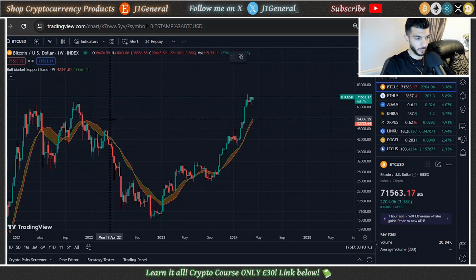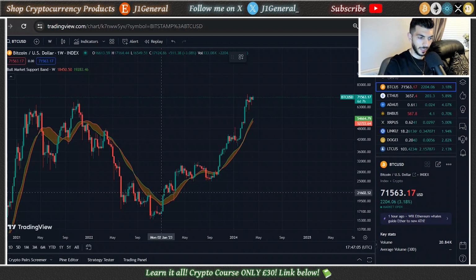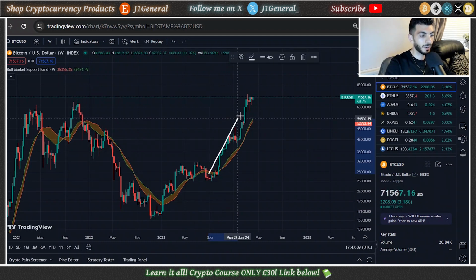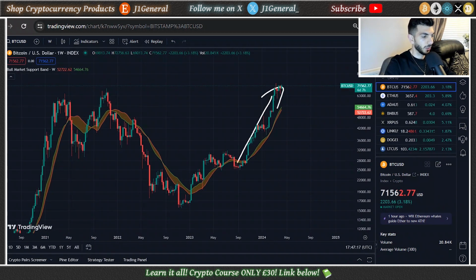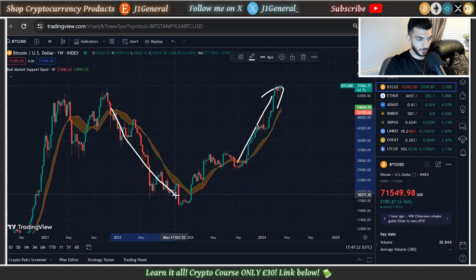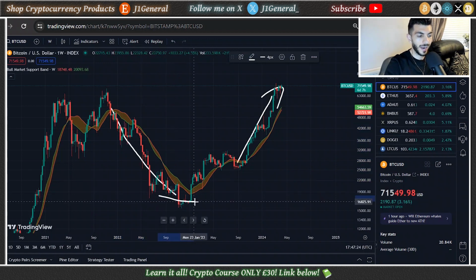It's pretty simple. If an asset class, let's say Bitcoin in this instance, is trending above its bull market support band, then you can essentially say that Bitcoin is in a bull market. However, on the other hand, if Bitcoin is trending below the bull market support band, or below these moving averages, then you can infer that Bitcoin is in a bear market.